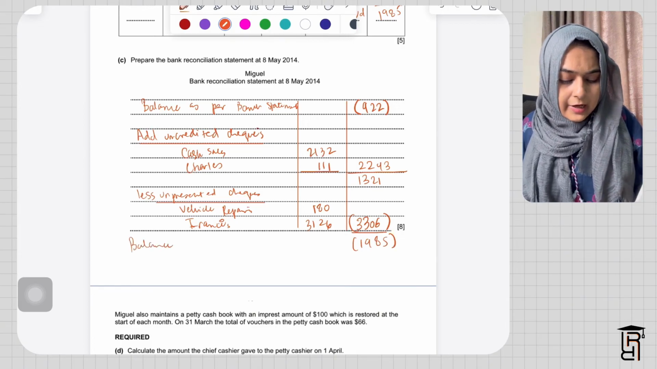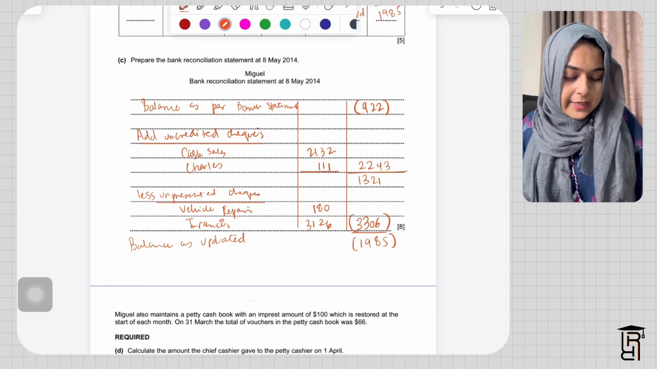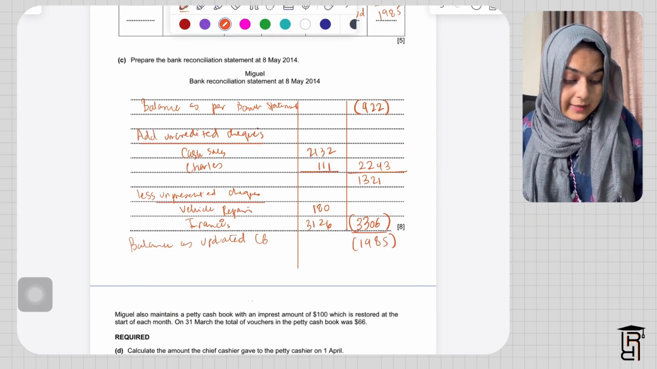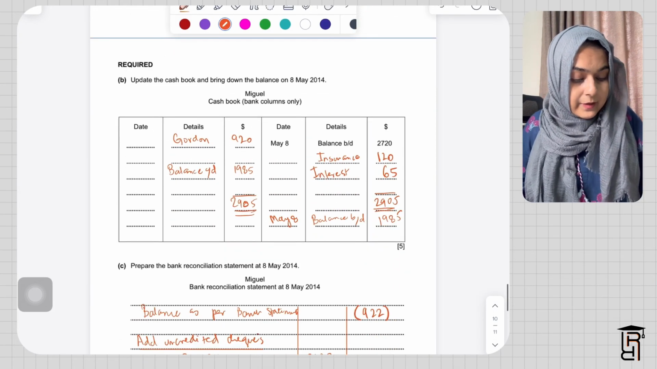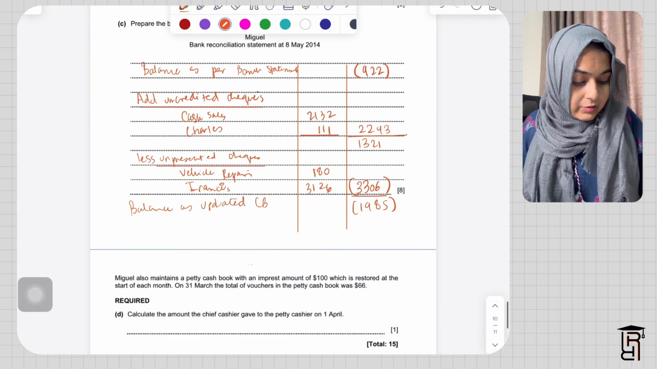and this is balance as per updated cash book and our cash book balance. So balance as per updated cash book was also an overdraft of 1985, and overdraft goes in the current liabilities section of the statement of financial position. So I'll write this 1985. This is also an overdraft.